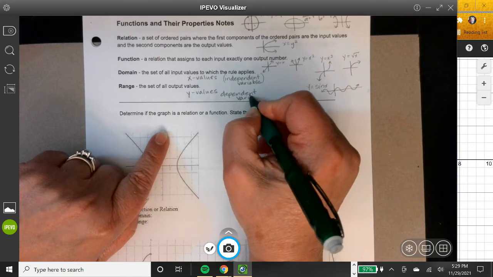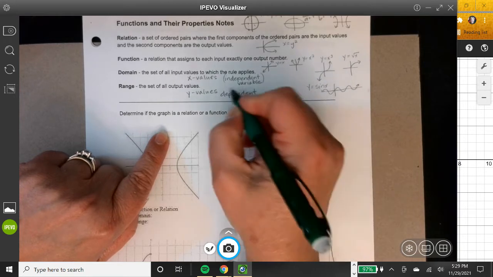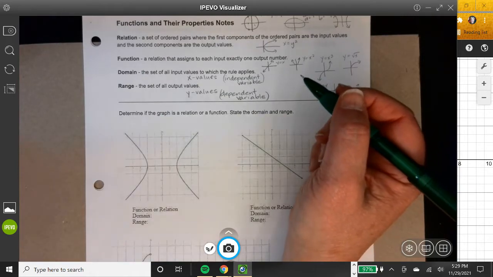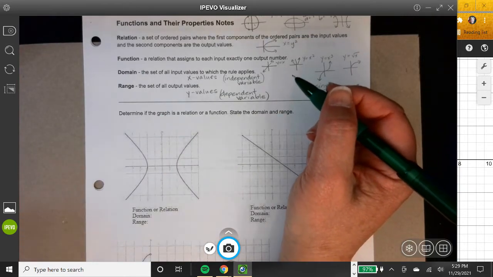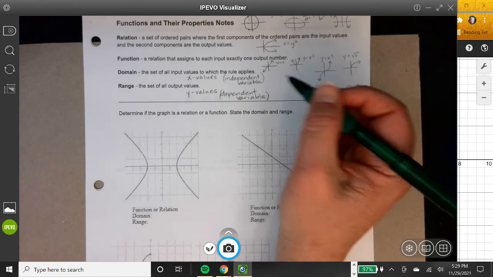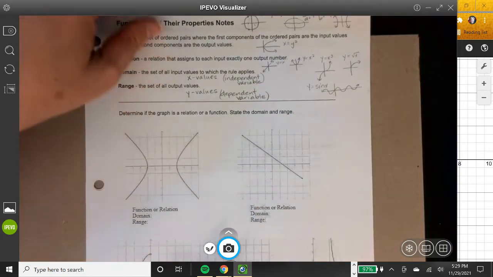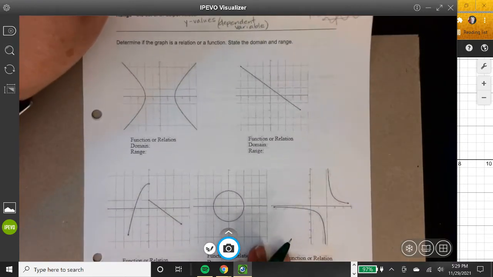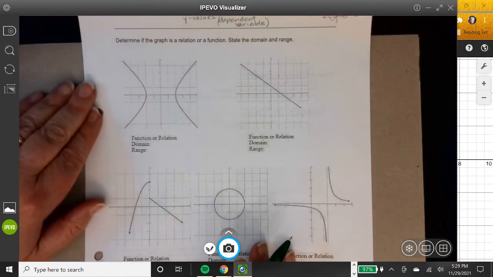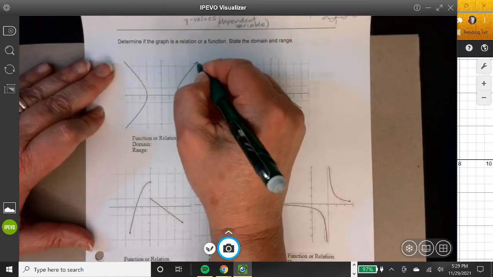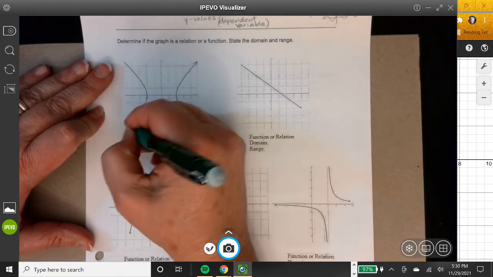Now, we don't have to be stuck with x and y, because we could have functions of r, we could have functions of t, we can have functions with different variables, but a lot of times we'll use the x and the y. All right, so I have some pictures here, and we're going to determine whether the graphs are relations or functions, and then we're going to state their domains and ranges.